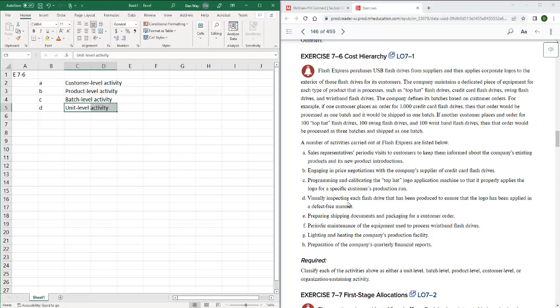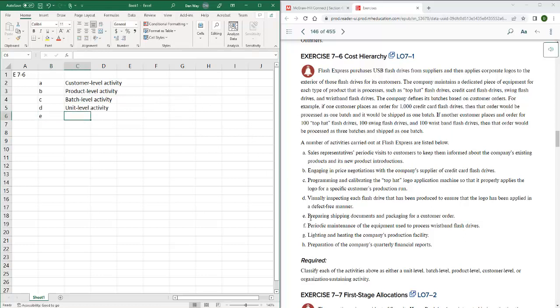If instead we had said that this was visually inspecting a random sample of flash drives, one out of every 1,000 or 5,000 or whatever, then we'd consider it a batch level activity, right? Once per group of units. Since we're doing every one, again, let's stick with unit level activity there.